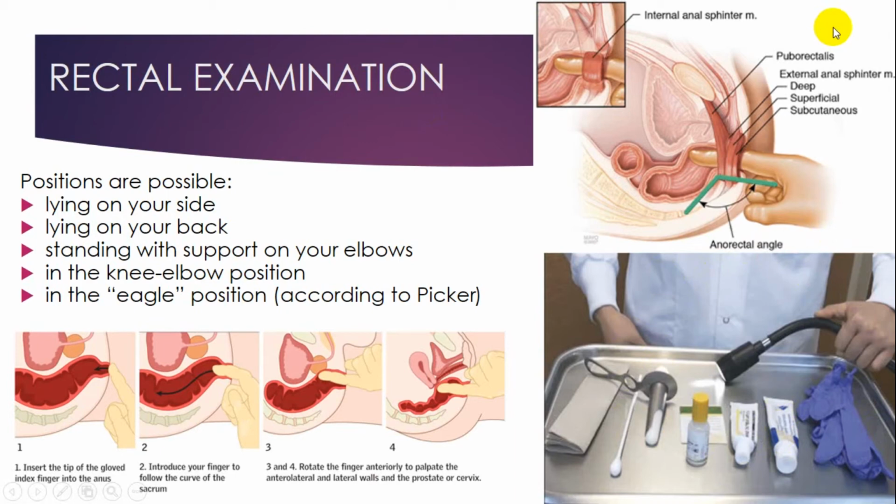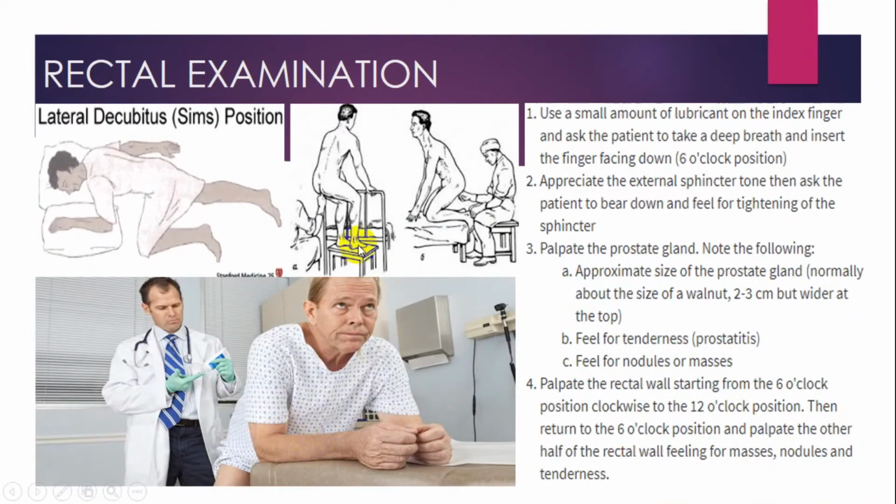Here you can see the anatomy and mechanism of providing this procedure, and here too the mechanism stages you should know. Rectal examination is difficult for some patients, but it should be provided. For example, lateral decubitus Sims position, and this is brief information from Oxford University about rectal examination. Remember them.